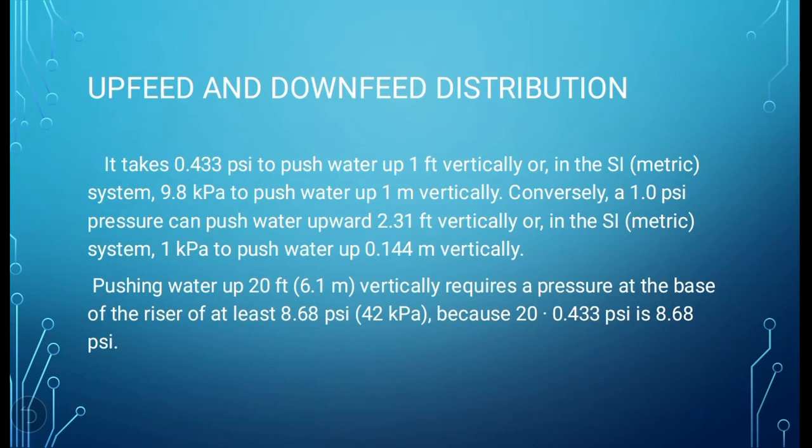So yun nga. Pushing water 20 feet, 6.1 meters vertically requires a pressure at the base of the riser of at least 8.66 psi or 42 kilopascals, because 20 times 0.433 psi is 8.66 psi. Wait po, this should be 8.66. Oo, 8.66 to. Sige, baka baguhin na lang po natin dun sa handout na ipro-provide. So, next slide na po tayo.